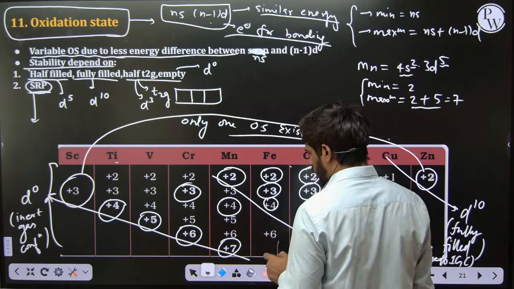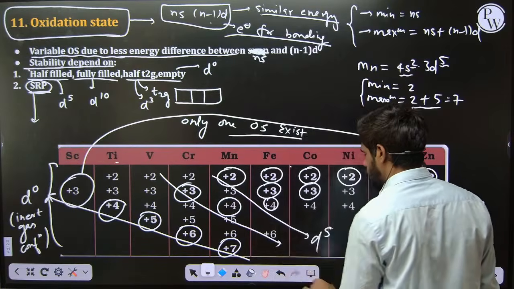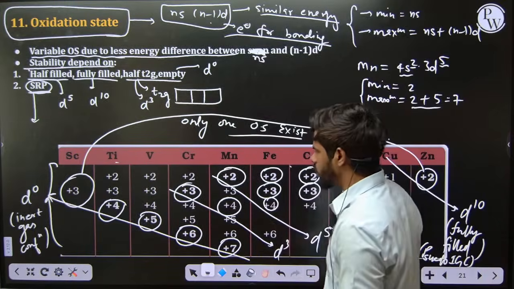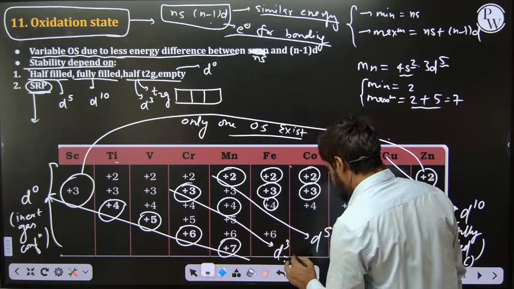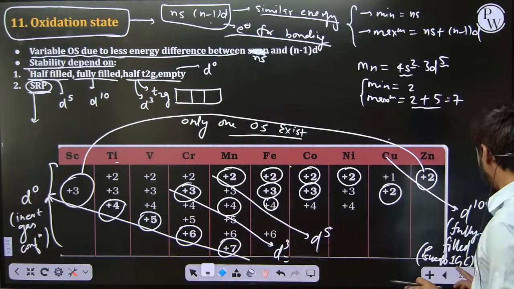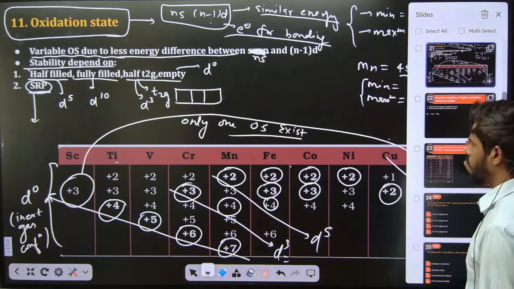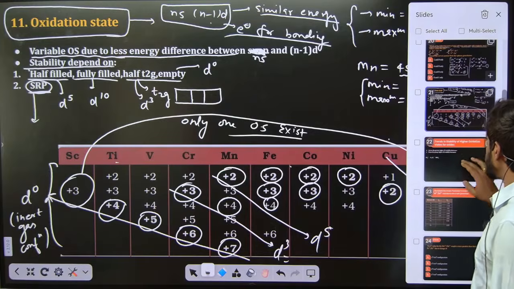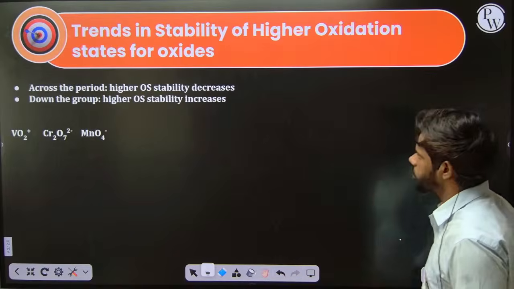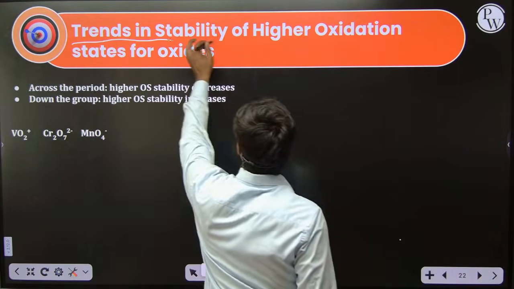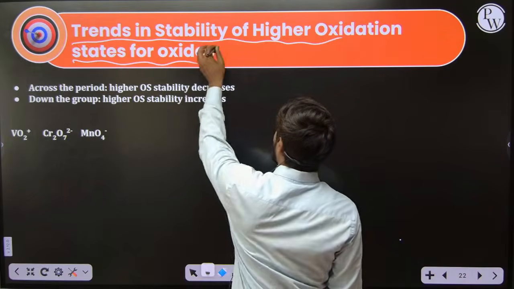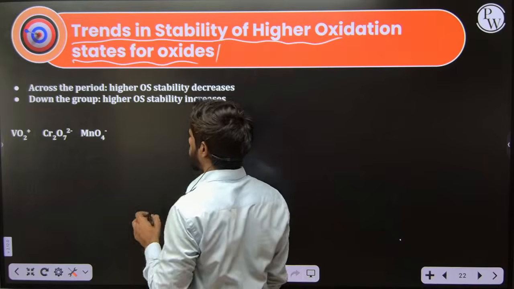Mn4+ also has a d3 configuration, and the d3 configuration is more stable due to what? It is the half-filled T2g that we talked about earlier. So this is the stability we can see here. Next, it depends on the SRP value, which we will talk about. Before that, let's see the trend in the stability of higher oxidation states of oxides and also fluorides.